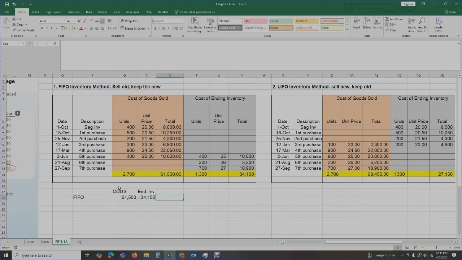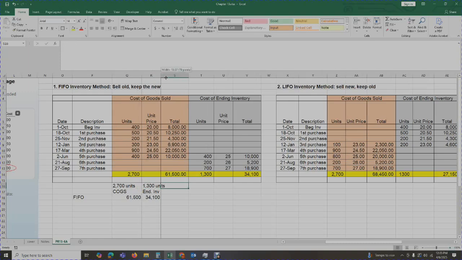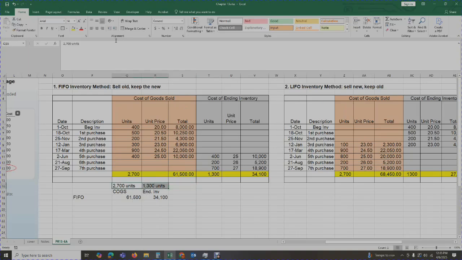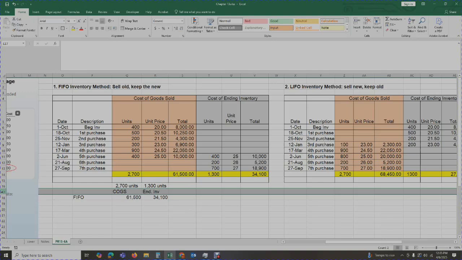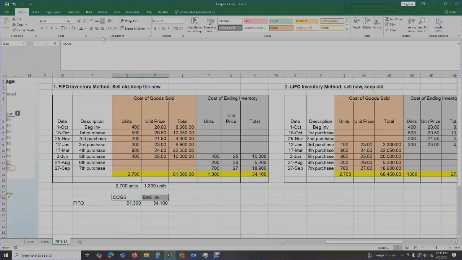The units are the same. This is 2,700 units. This is 1,300 units. The units do not change based on the method used. The units will always be the same. My cost of goods sold will always be 2,700 units regardless of the method. My ending inventory will always be 1,300 units regardless of the method. I'm just doing this table so we can have it side by side and figure out the difference.